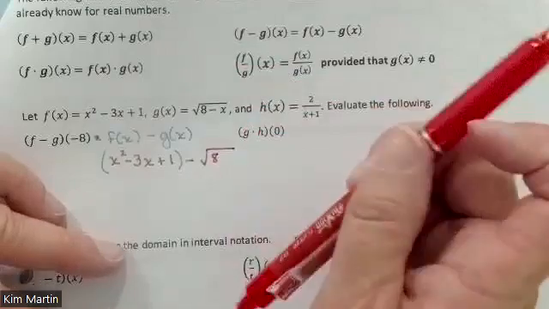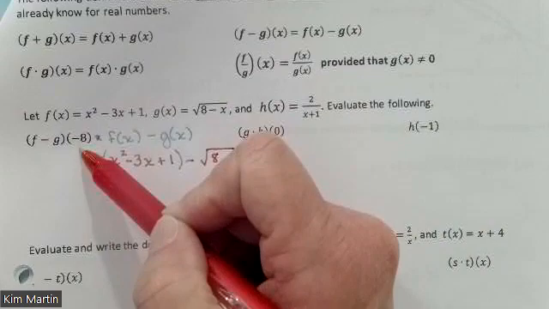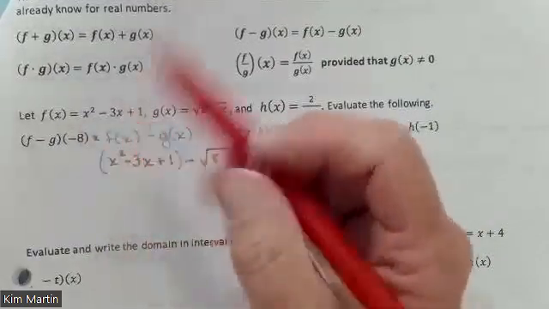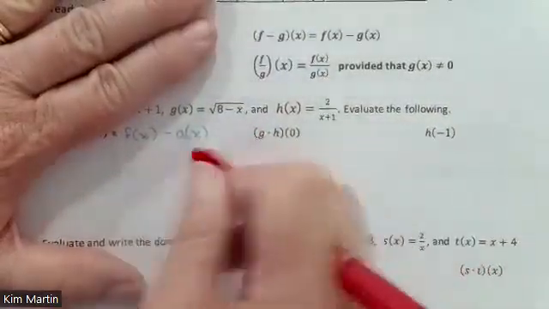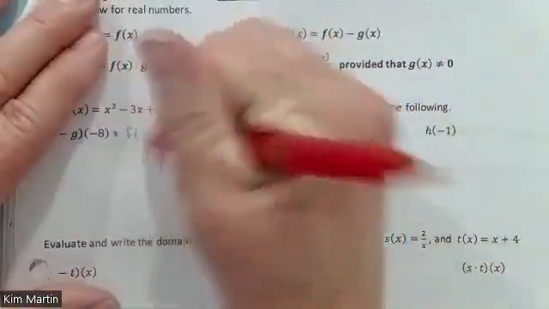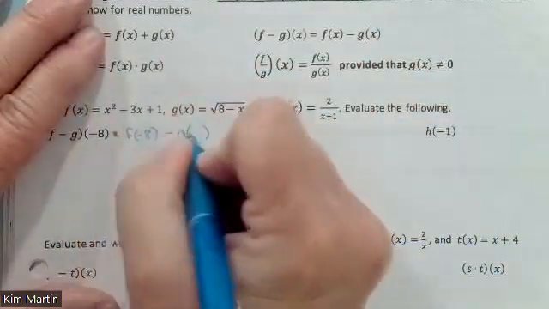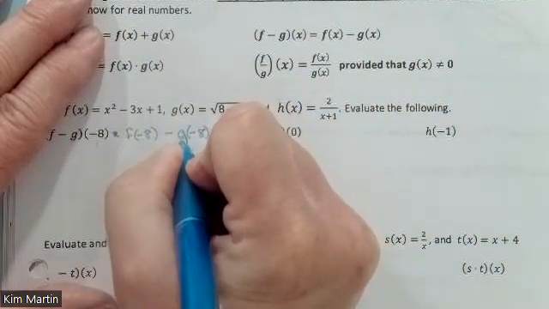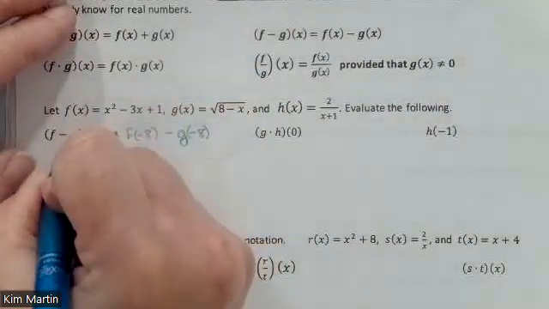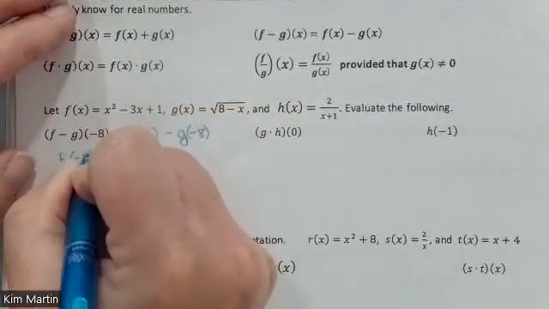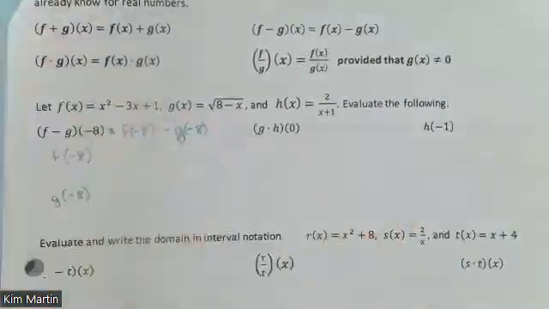Oh, hold on. Sorry. They gave us -8, didn't they? Okay. I was like, man, I don't remember doing this one. Okay. Our x is -8. Sorry about that. Okay, so what we have to find is first, let's find f of -8. And then let's find g of -8. And then all you have to do is subtract the two.